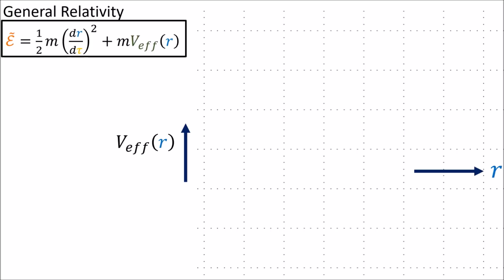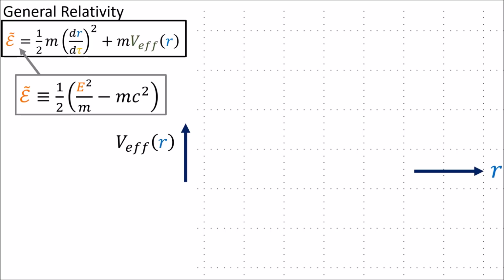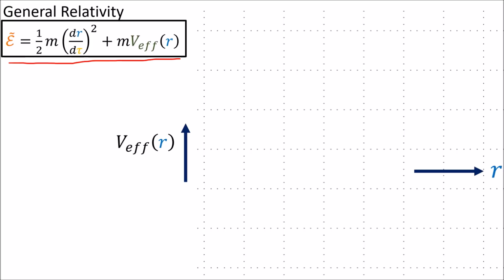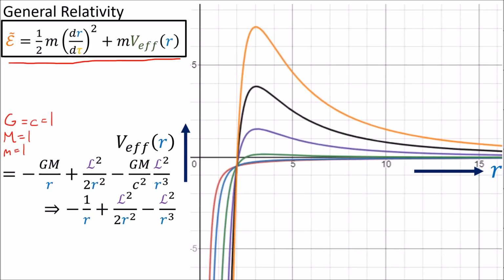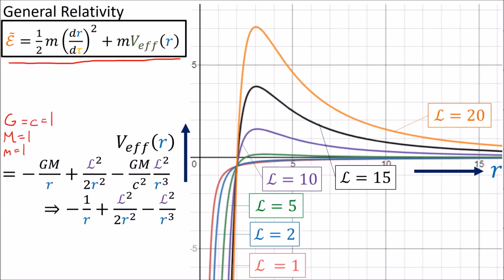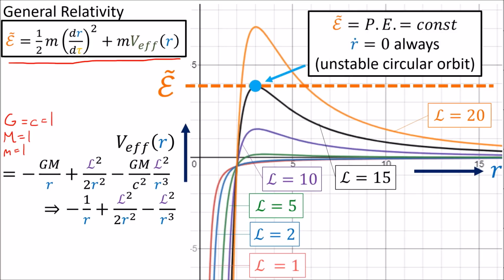Now let's use this same graphing approach for the potential in general relativity. I'm going to replace the energy term on the left-hand side of the equation with curly E tilde to save space. Again, setting the masses and physical constants to 1, these are the potential curves for various values of curly L. We can see that there is a circular orbit right at this peak here, if we have the exact right amount of energy. But if we nudge this mass even a little, it will either fall towards the central mass or go off towards infinity.